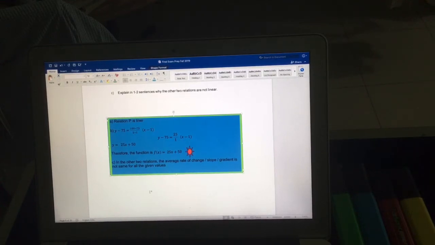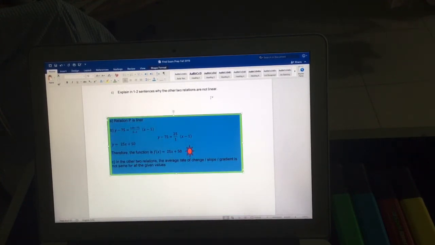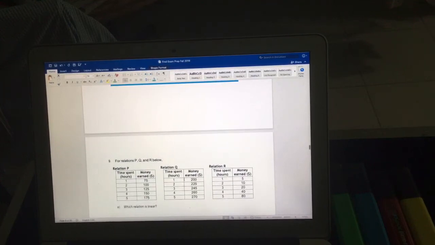The last question is, explain why the other two are not linear. The reason is the average rate of change, or slope, or gradient, is not the same for all the given values for Q and R.